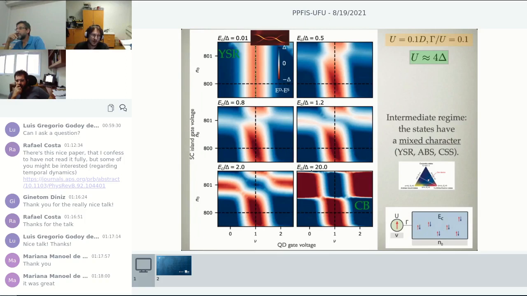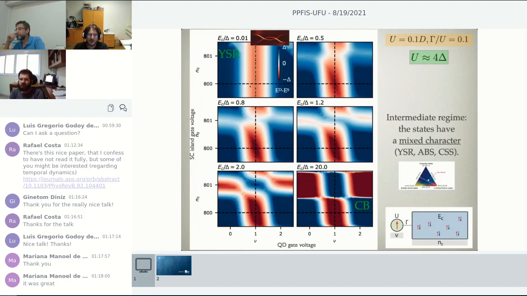And you see that in the extreme Coulomb blockade limit, so when EC is much larger than delta, one recovers the typical square or honeycomb diagram, and I will show you some later, that you find, for instance, in double quantum dot systems. But in this intermediate region, we obtain more complex diagrams.